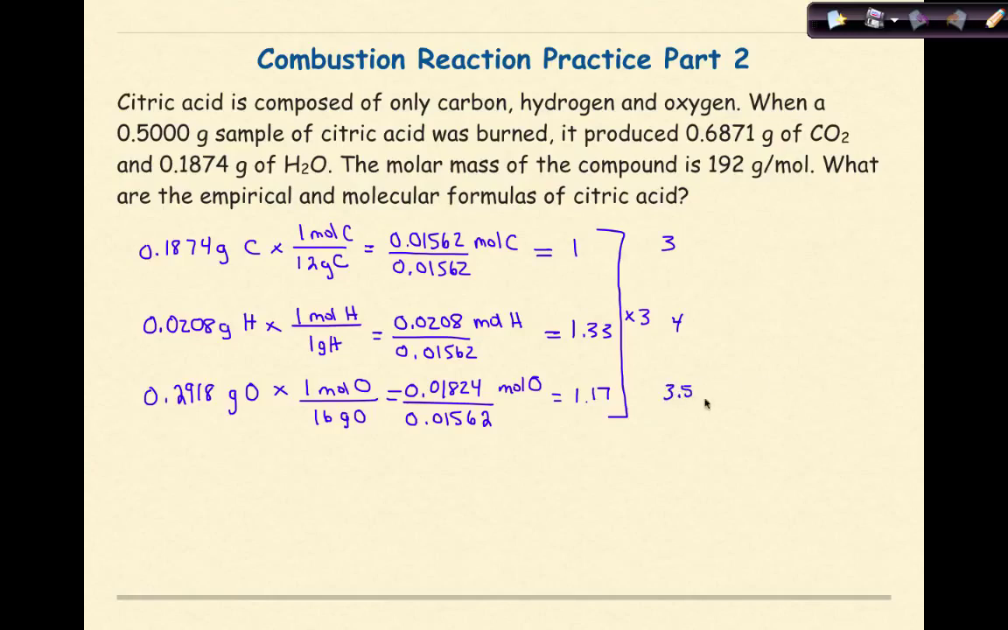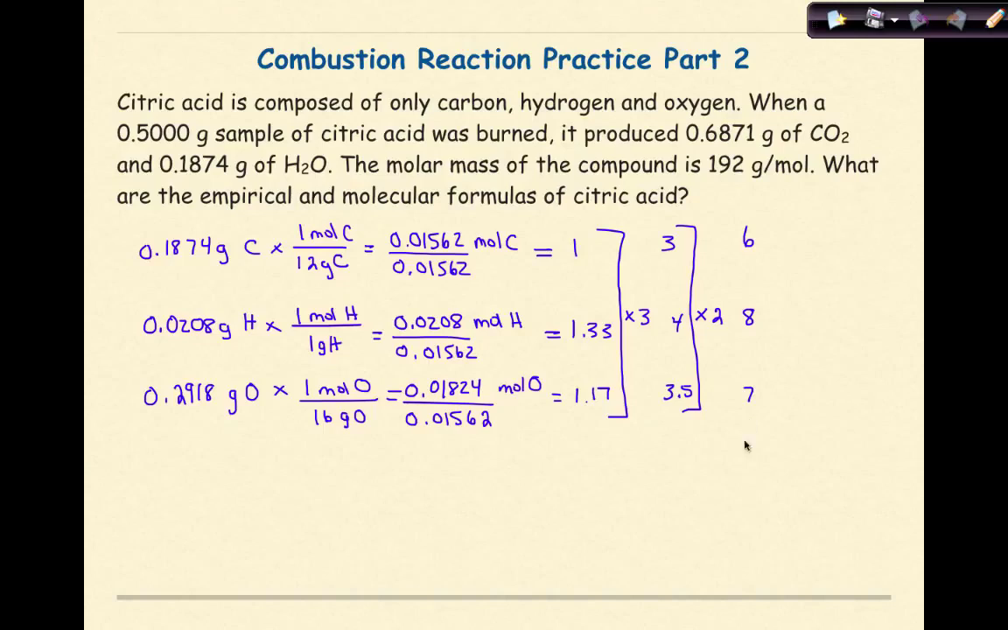Now you might be saying, well, couldn't I just ignore this 1.17 and just round it down to 1? Well, you could. You'd be wrong, but you could, because now, since I multiplied everything by 3, I'm almost there. But I have this 3.5. So what do I need to multiply all these numbers again by to get rid of this 3.5? If you said 2, you're right. So now I'm going to multiply everything again here by 2. So this is going to be 6, this is going to be 8, and this is going to be 7.